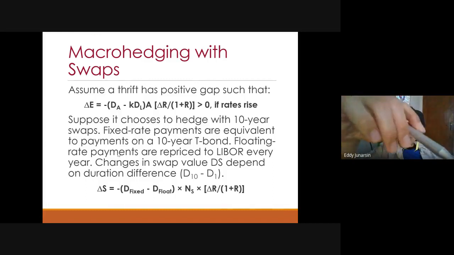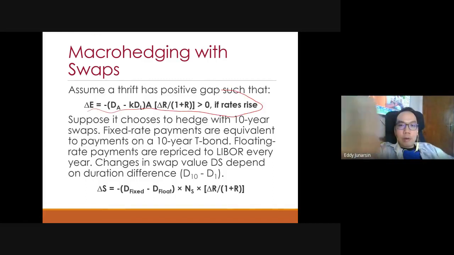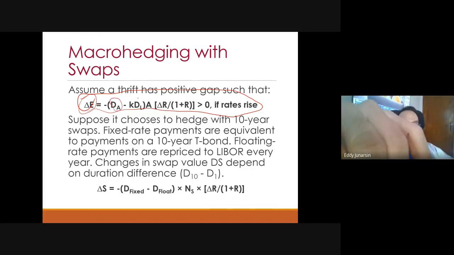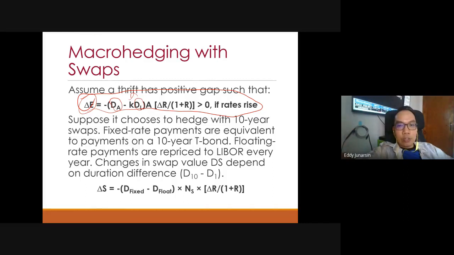Here we have, you still remember from our discussion on the interest rate risk, a formula or equation that could estimate the change in equity, the change in equity because of the change in interest rate. This is minus duration of assets minus the duration of liabilities multiplied with the debt ratio. K is the debt ratio. Then you multiply it with the asset size, and then with the expected change in interest rate divided by 1 plus the original interest rate.